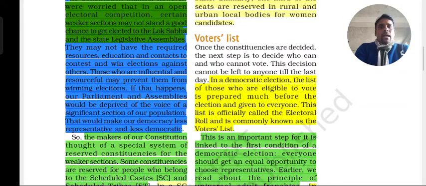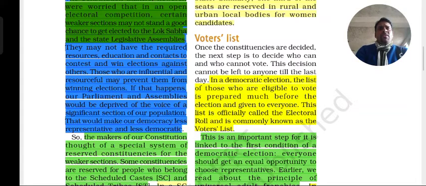And that would make our democracy less representative and less democratic. If this right is not given to the weaker section people in society, then how can we say it is a democratic country? Democracy itself is a right of the people. People have all types of rights. It is the people's government, of the people, by the people, for the people.